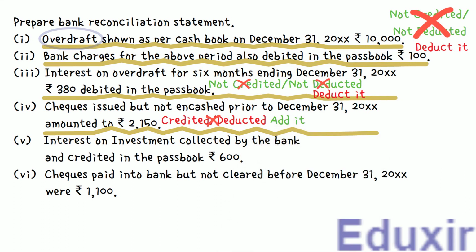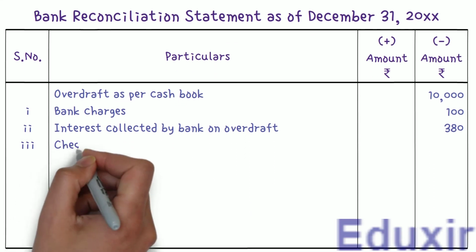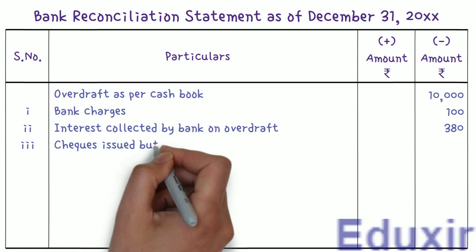With this analysis at our disposal, let us now proceed with the recording of these details into the bank reconciliation statement. Let us first write the serial number. Let us then write the particulars as checks issued but not yet encashed.